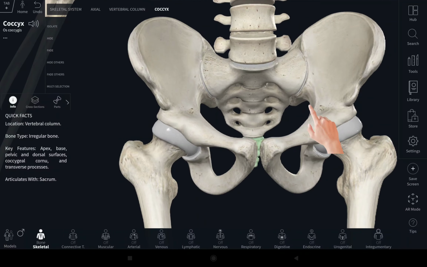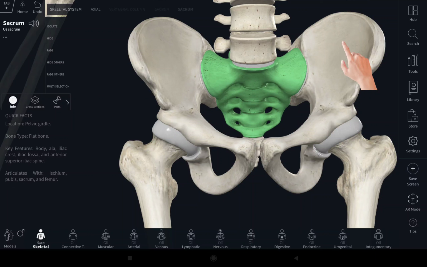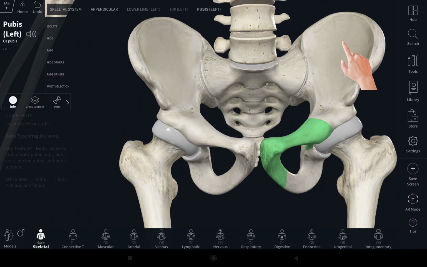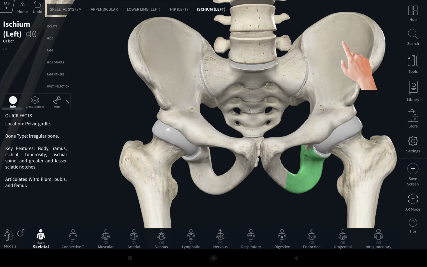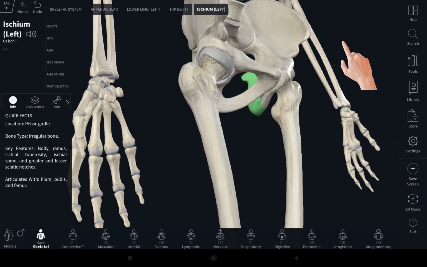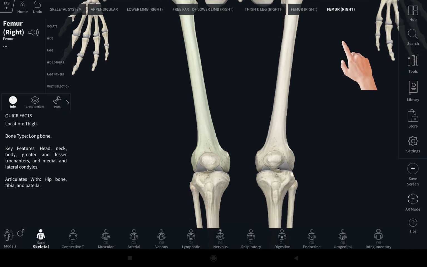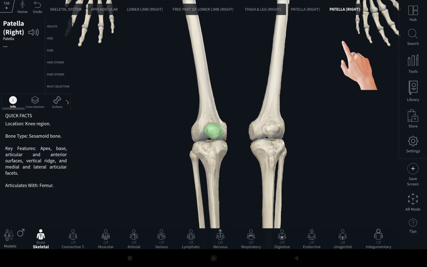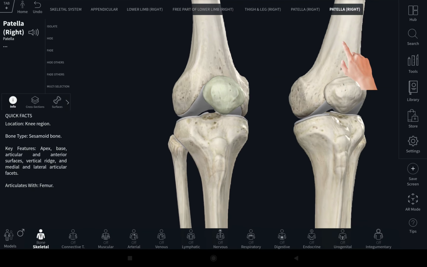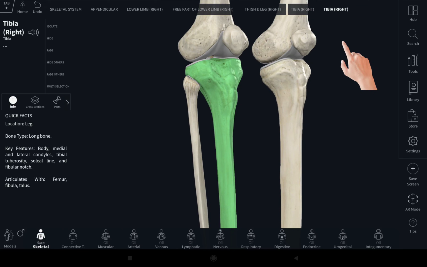The bones of your hip are called the pelvis. The pelvis has several parts. This is the sacrum. This is the ilium of the right side. This is the pubis. This is the ischium. And the pelvis is connected with the thigh bone, which is called the femur. In front, the femur is connected with the small bone called the patella, also known as the kneecap. And below, the femur is connected with the leg bone, which is called the tibia. Another leg bone is called the fibula.